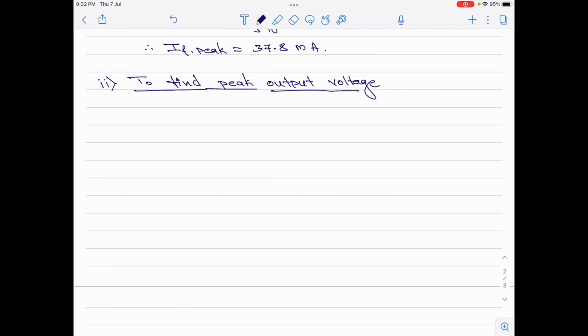Therefore, the peak output voltage can be written as V out maximum equal to If peak, which is the peak value of the diode current, multiplied by load resistance RL. We just found If peak as 37.8 milliamperes and the value of RL is 500 ohms. Therefore, the peak value of the output voltage is 18.9 volts. That is the solution for part 2 of the question.